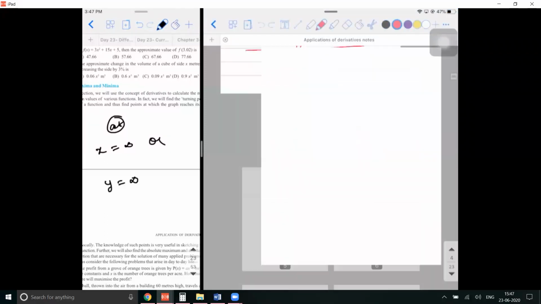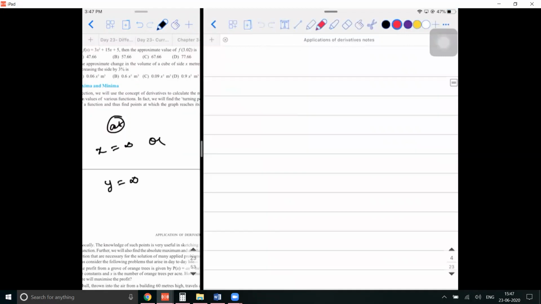If you observe one common thing throughout your calculus, you're dealing with nothing except functions. So that is why I told you in the beginning, it is a very, very important chapter. Okay.